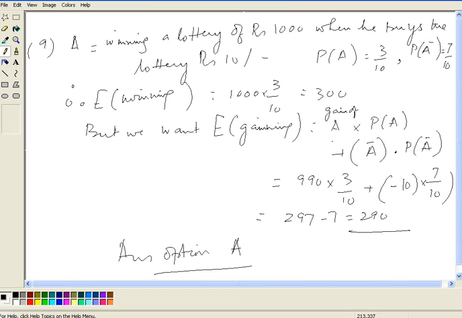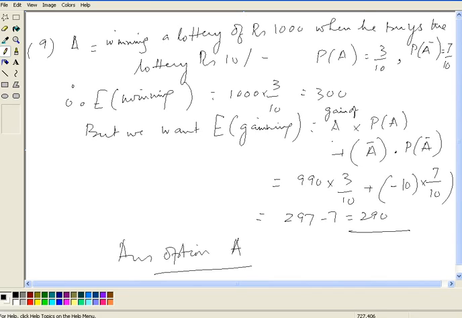But what we want now is the expectation of gaining, whatever is the gain, rather expectation of the gain, which is nothing but gain of A into probability of winning plus loss amount into the probability of losing. We know that gain of A would be 990 rupees because he buys for 10 rupees, and if he wins he gets 1000, so gain would be 990.